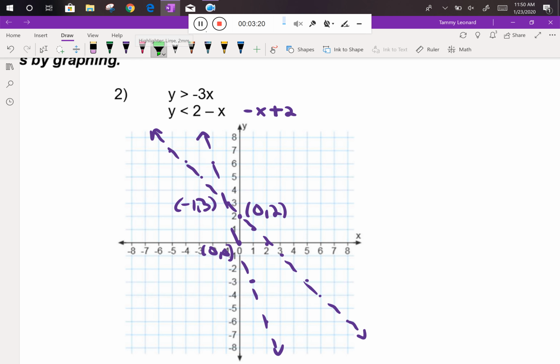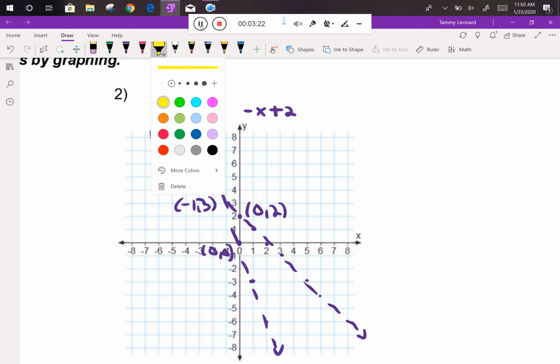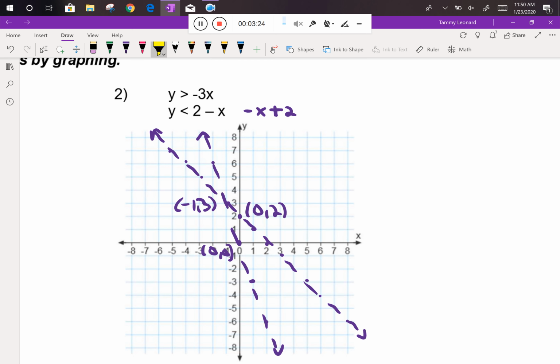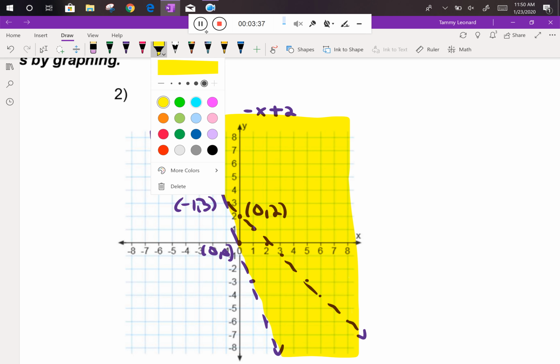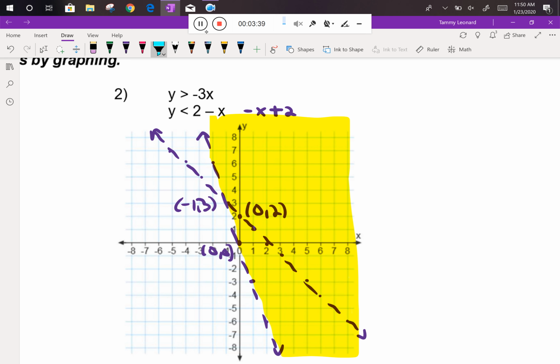And let's look at the shading. So if I shade the first one, I can see that it's y is greater than. So the steep line, I need to shade everything above. And then for the not as steep line, it says y is less than, so I would be shading everything below.